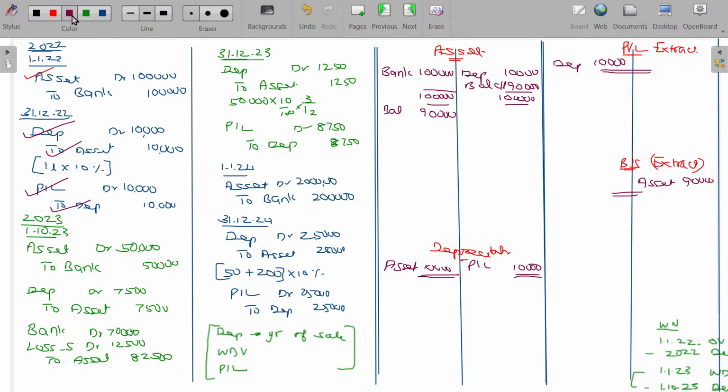Let's now move on to year 2. In year 2, we purchase one more asset, bank 50,000, and depreciation to asset 7,500. In asset by depreciation 7,500. In bank, of course, not required.